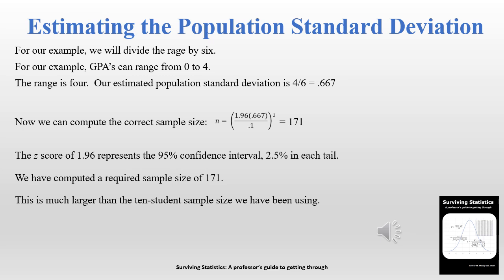Well, again, we took the z-score of 1.96. That represents the 95% confidence level with 2.5% at each tail. Notice that the sample size that we've computed here of 171 is far larger than the 10 student sample size that we've been using. But our maximum interval for the margin of error is very small in this case, and that's why the sample size was computed so large in this case.